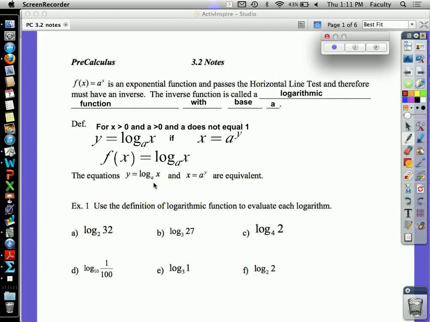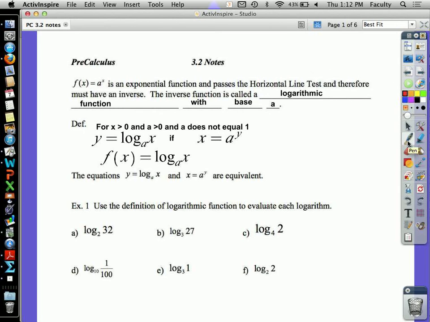It says use the definition of logarithmic function to evaluate each logarithm. So we really shouldn't be writing anything out, but mentally we'll think in letter A, the log of 32 base 2. You should be thinking 2 to what power gives me 32? What would that be? 5, right? 2 to the 5th: 2, 4, 8, 16, 32. All right, letter B, log 27 base 3 means 3 to what power is 27?